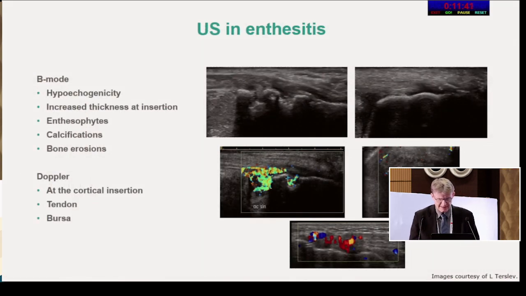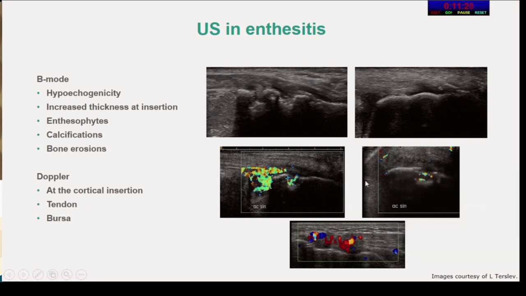If you look at enthesitis, there are a lot of images here, and I'm not going to go through them in detail, but you see here that the tendon is inserting on the calcaneus, and the tendon has some additional Doppler signal here, and there's also a bursa with inflammation at this site. And there is an erosion going down here, which also contains Doppler signal indicating that there is actual vascularization inside it.